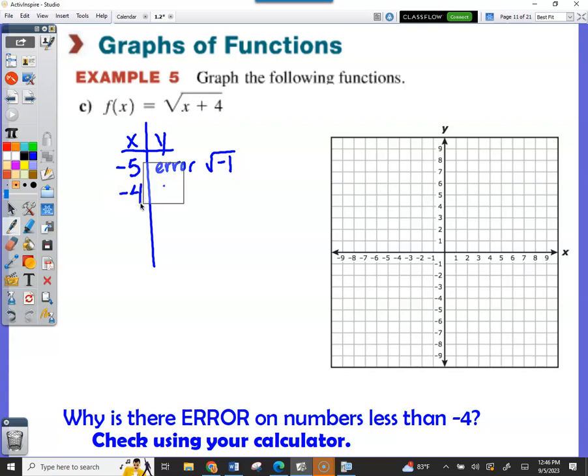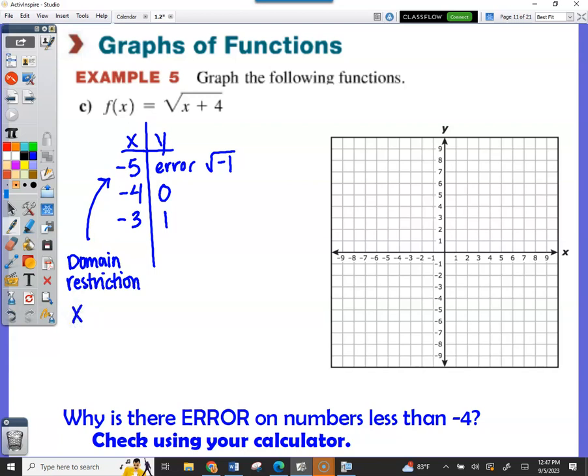Now if I plug -4 in, what do I get? I get 0. What's the square root of 0? 0. That's allowed, right? And if I plug in -3, I'd get 1, what's the square root of 1? 1. So you can see that there is a domain restriction. So this is kind of tying back to what we covered in the Algebra 2 review. There is a domain restriction here, and basically, you cannot plug in any number less than -4.